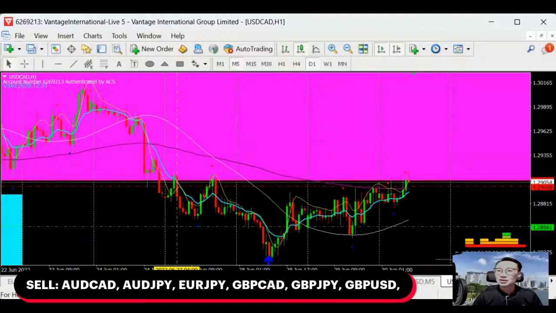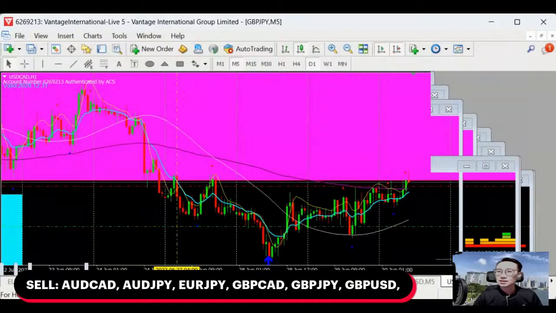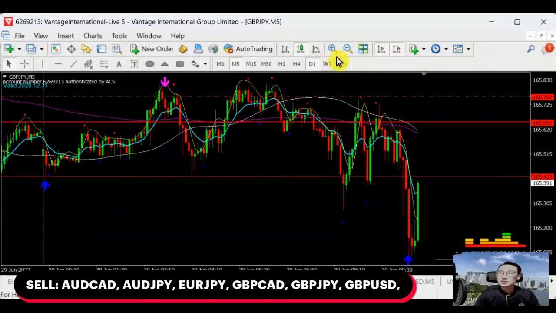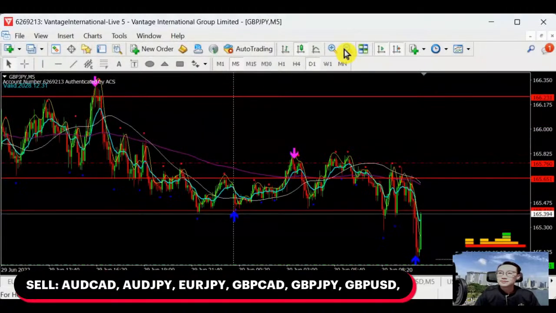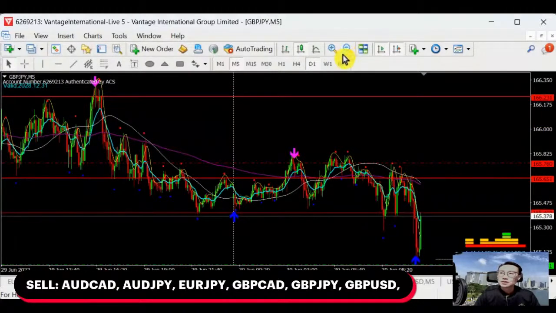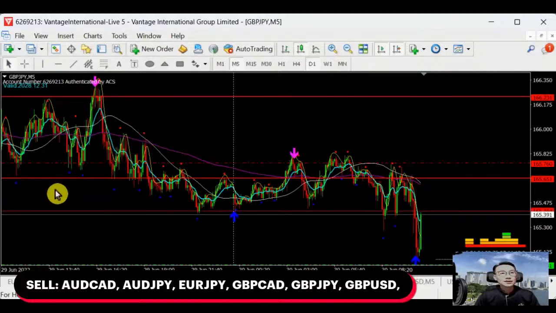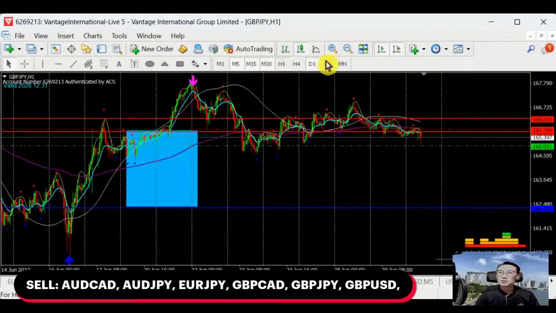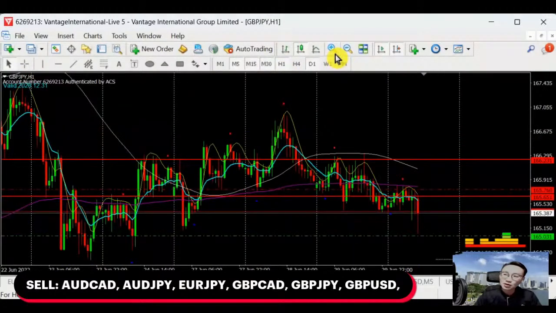Let's come back to pound yen. Pound yen is retracing upwards now. Very likely it's still going to test on the resistance, as we can see in this half an hour. So I think we probably need to wait for the next hour opening.